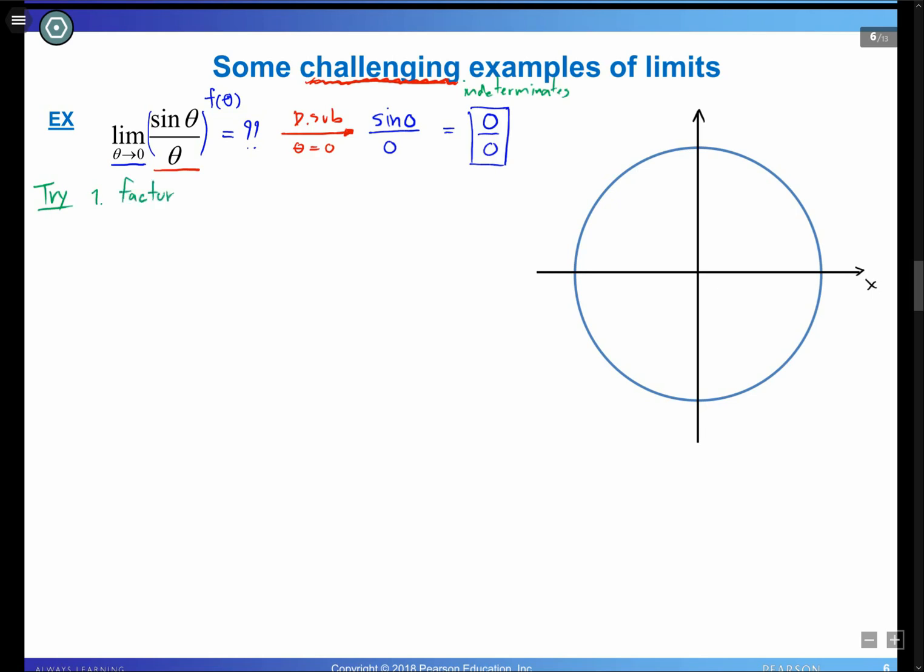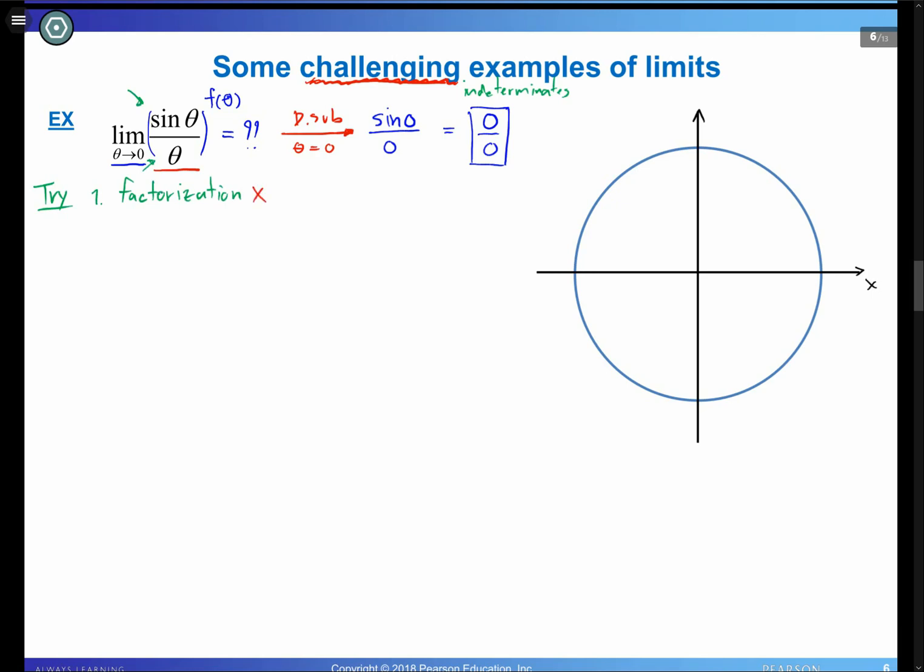Factorization, it may work. Let's try this first. Okay, factorization, we need factors. But looking at this, we have only one term for the numerator, just sine theta, and just one term down here. I don't think we can factor anything. There is nothing to factorize. So I don't think factorization is going to work in this case.